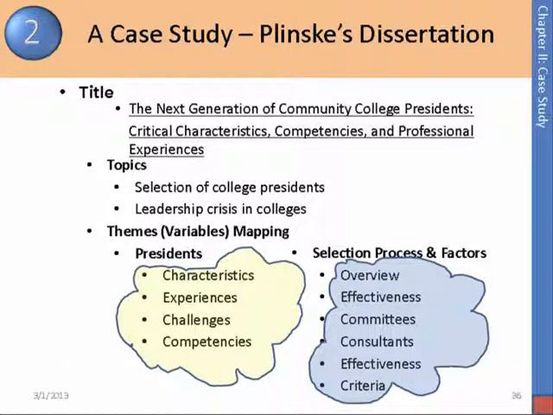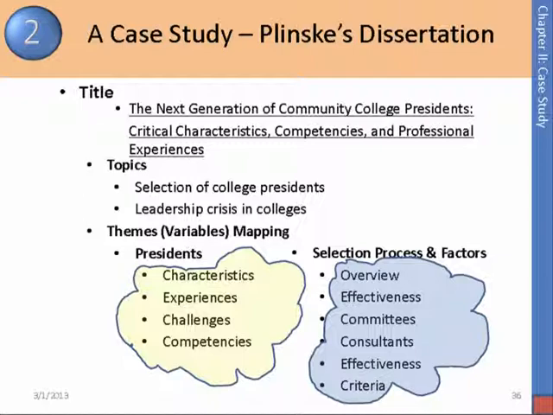The primary themes that she focused on, the title was The Next Generation of Community College Presidents, Critical Characteristics, Competencies, and Professional Experiences. She focused on presidents as well as selection, and these are the characteristics or subvariables in each one of those themes.